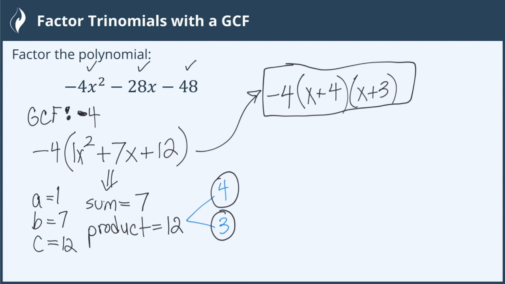The negative 4 was the greatest common factor. Then the expression quantity x plus 4 times quantity x plus 3 is x squared plus 7x plus 12 factored.